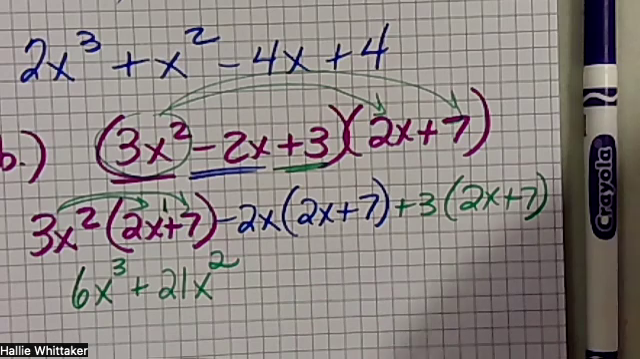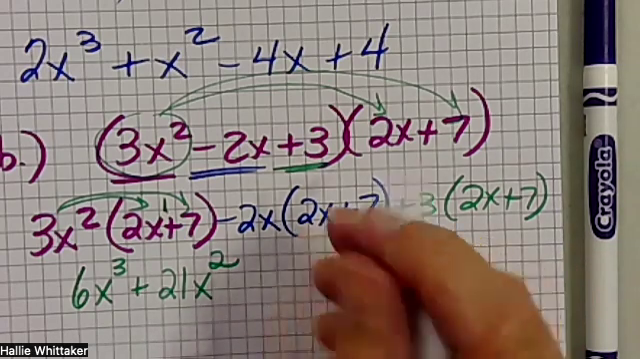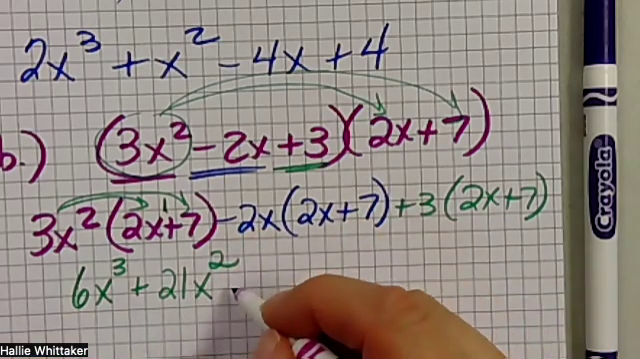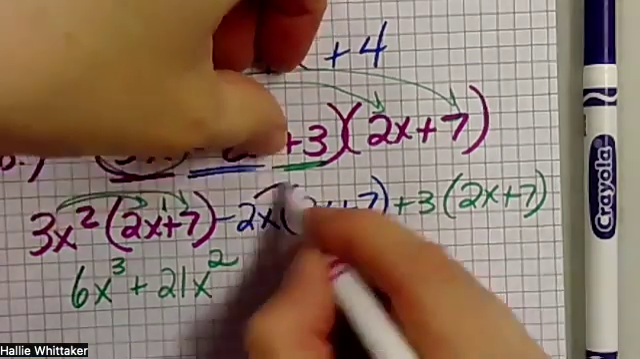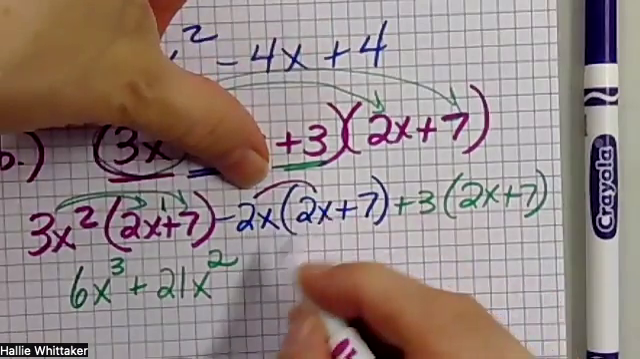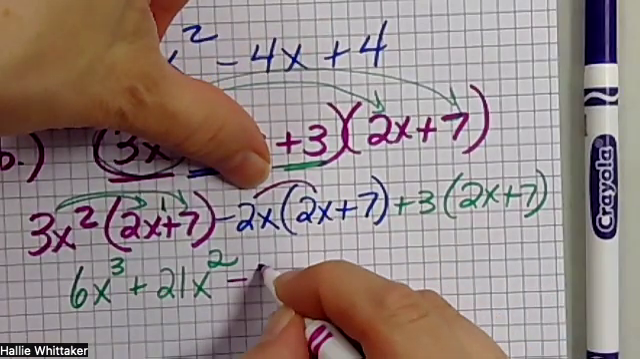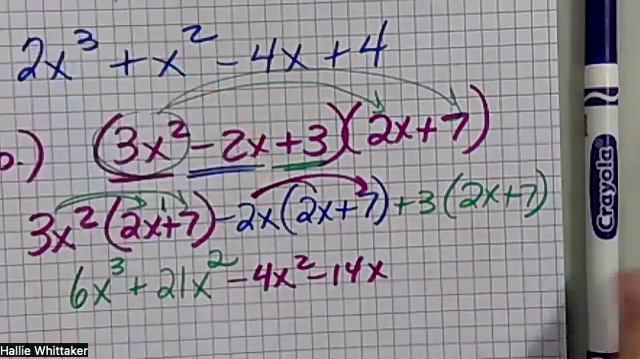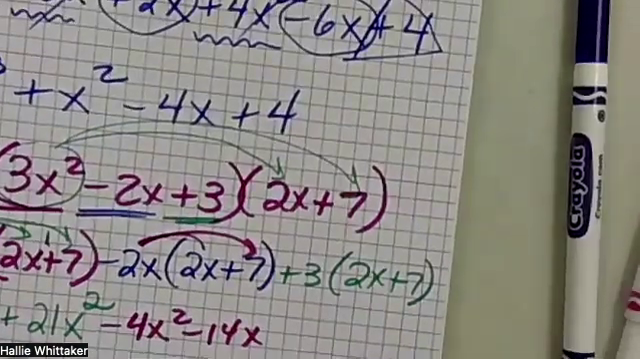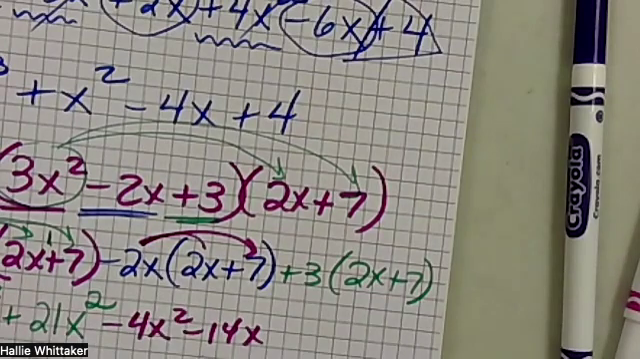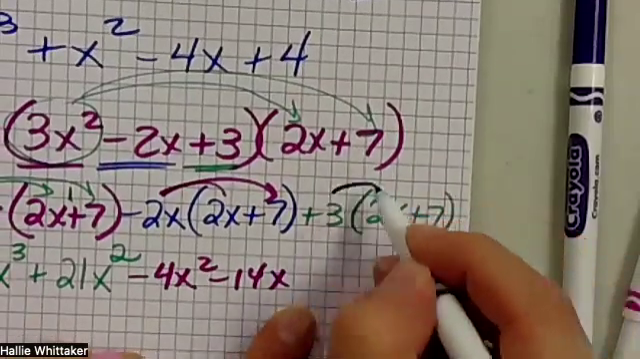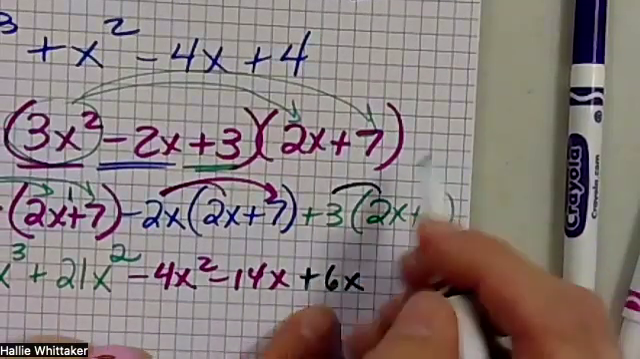Okay. I should have stuck with my colors. Nice job. Travis, what about this minus 2x times 2x plus 7? That would be negative 4x squared and negative 14x. All right. Nice job. And then who wants to help? Go for it, Tyler. What do you want? Let's do this one. 6x. And then plus 21.